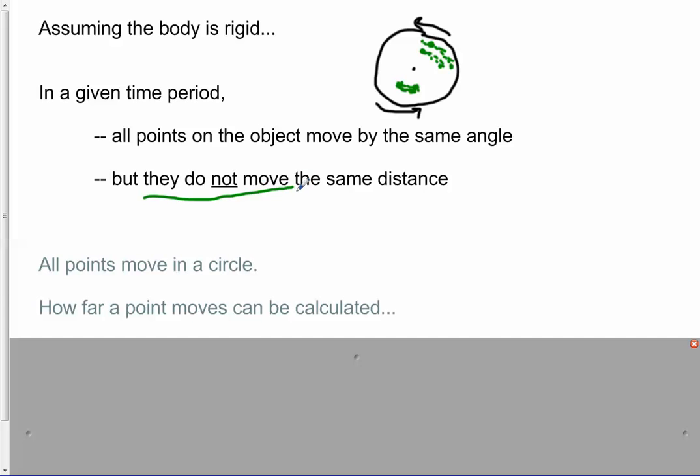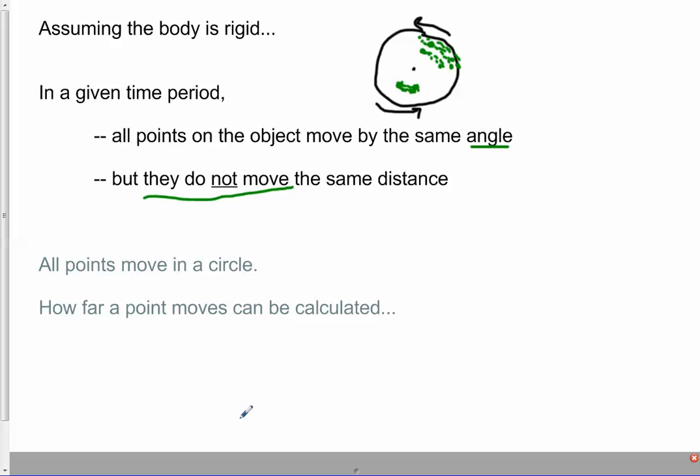But not every point moves the same distance, right? Points that are closer to the center of rotation are not going to move as far as points way out on the edge. Points way out on the edge have to go further to go around. So we want to be able to tell how far a particular point goes. We're talking about angle, and all points move the same angle. But how many meters do they actually move?